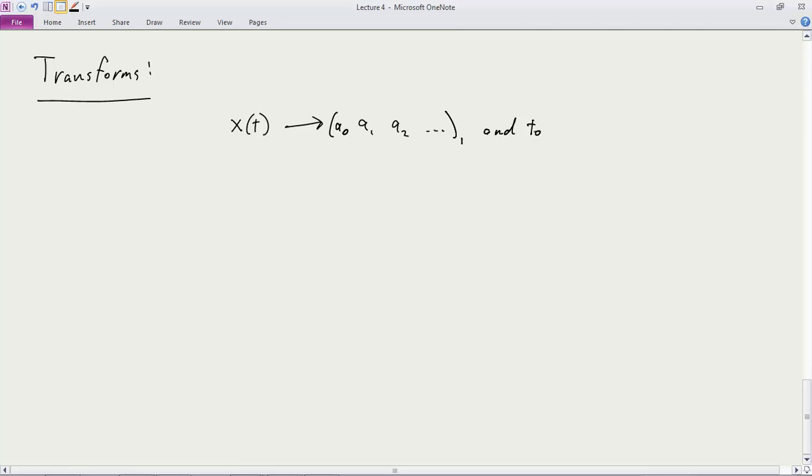Okay, for this one, I want you to guess what the transform is. I'm going to give you the formula. The reverse formula to go back is x of t equals a naught plus a1 times t minus t naught plus a2.